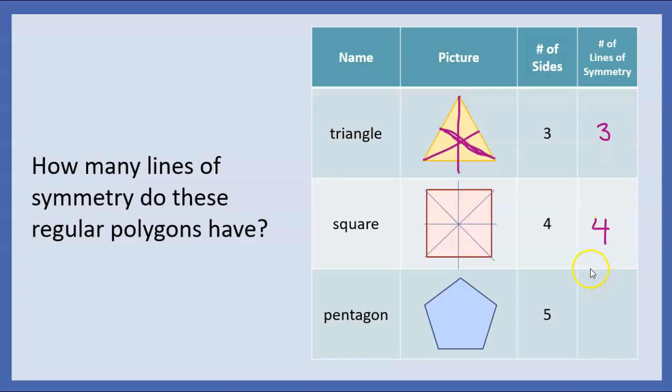4 lines of symmetry for the square. All right, how about the pentagon? How many lines of symmetry did you find for the pentagon? Well, let's see. We probably found this one straight up and down again. Fold that left side over to the right side and they match up. Did you find any others?